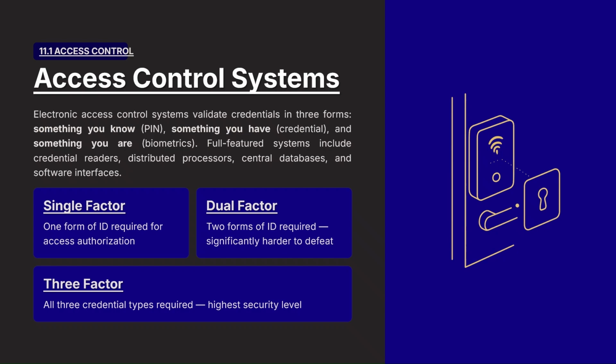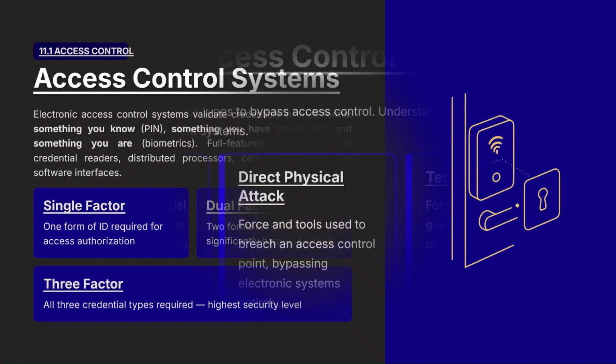Access control systems regulate who can enter or exit a facility. They rely on three types of credentials: something you know like a PIN, something you have like a card, and something you are like biometrics. Security levels increase from single-factor to dual-factor, and then to three-factor authentication, which offers the highest level of protection. Modern systems integrate hardware and software to manage access effectively and securely.